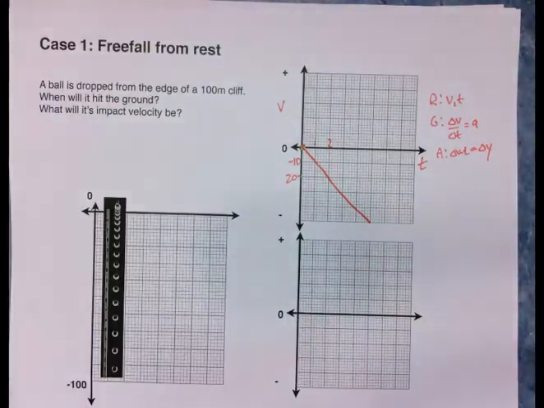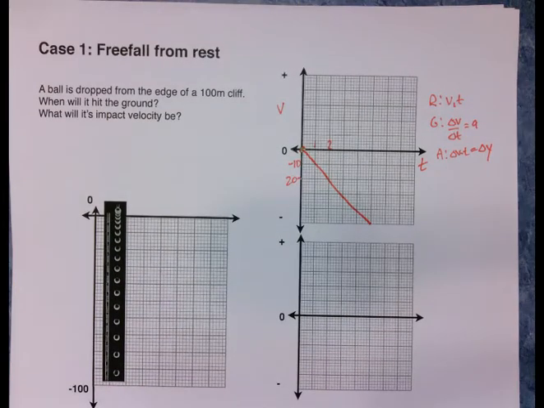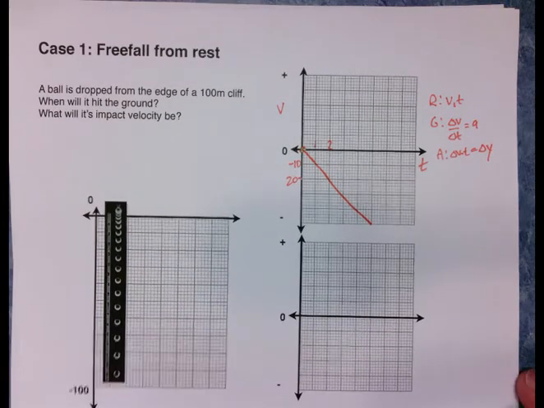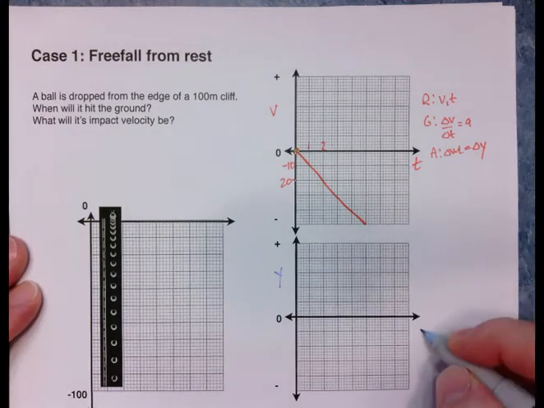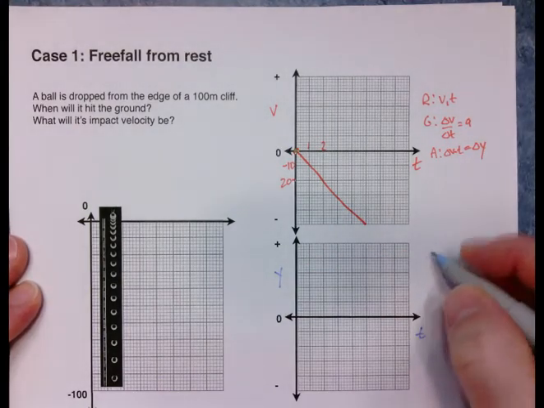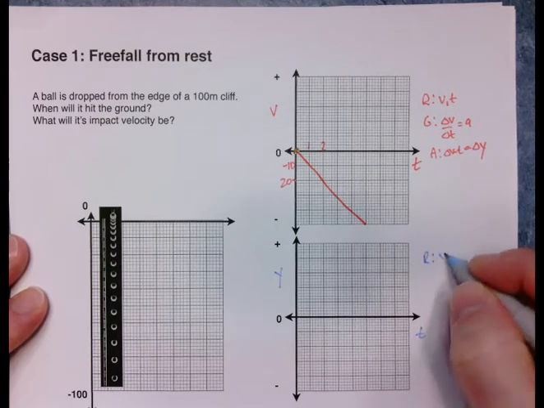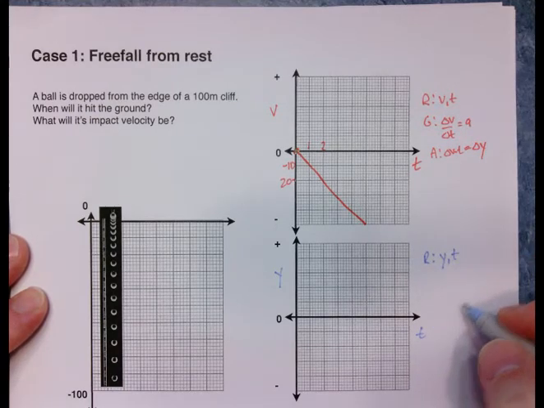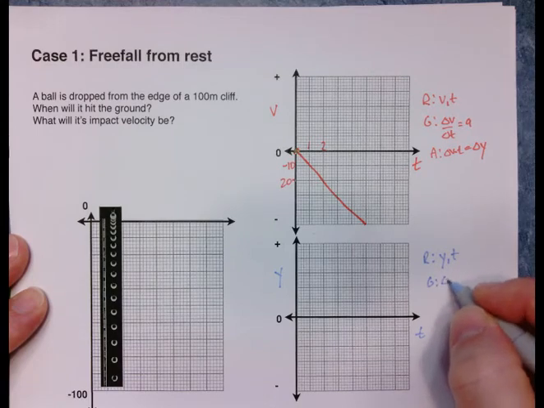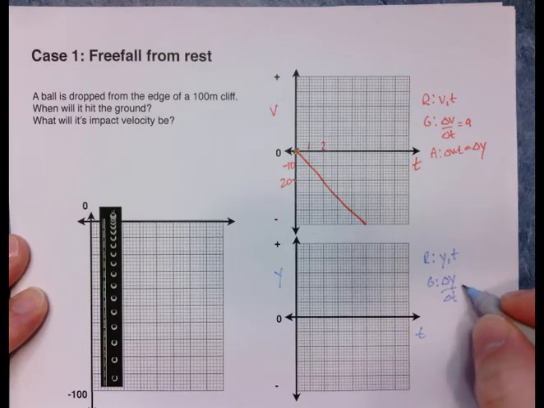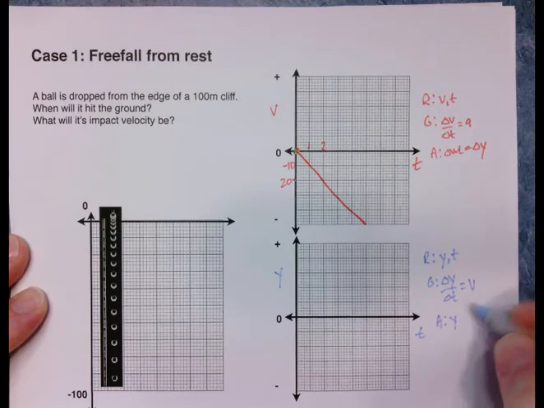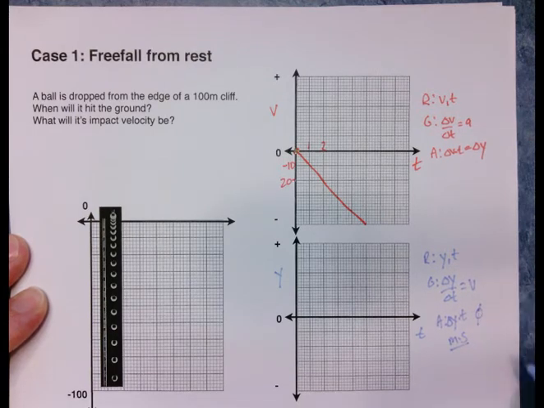Now let us consider the position, y versus t, and what we can tell from a position time graph. We can read the position y and time. The gradient is delta y over delta t, which is the velocity. And the area is y times delta t, which we said is meters times seconds. Meters seconds is nothing. So the area has no particular meaning.